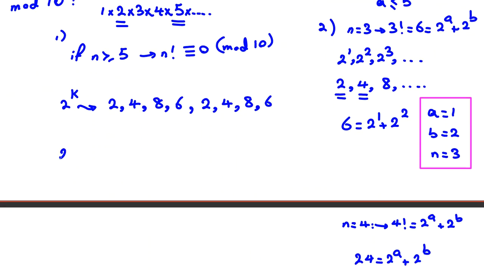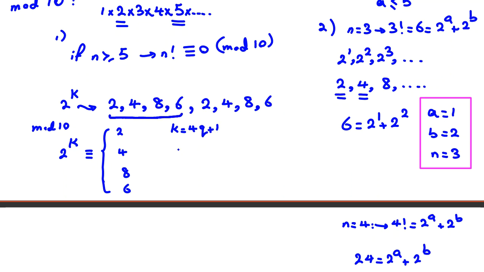So we can consider 2 to the k mod 10 is congruent to 2, 4, 8, 6. If k is 4q plus 1, because the period is 4, we can consider this one 4q plus 2, this one 4q plus 3, and this one 4q. We have these four conditions.